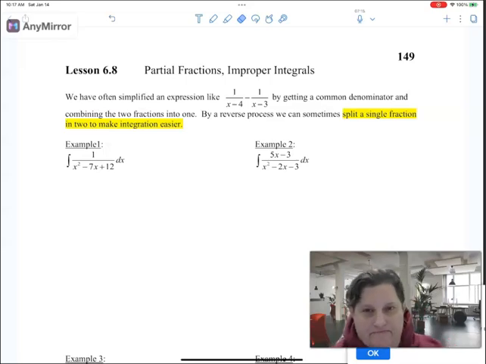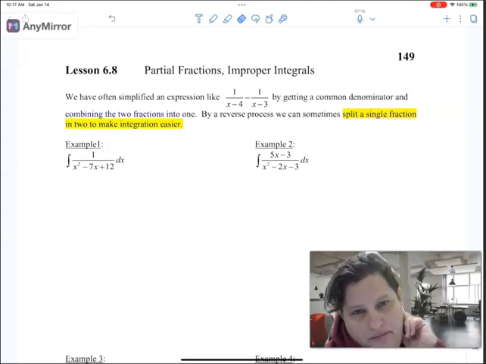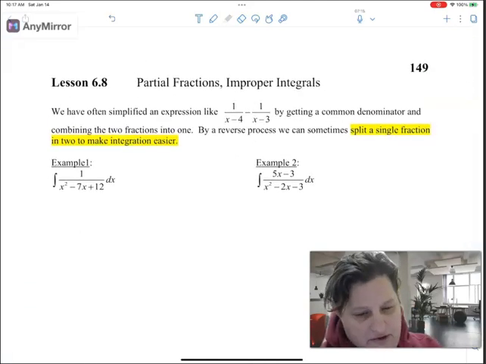All right, you guys, let's wrap up chapter 6 with this lesson on partial fractions, which I think are super fun, and improper integrals. Okay? So it starts out like, think back to your Algebra 1 days, right?